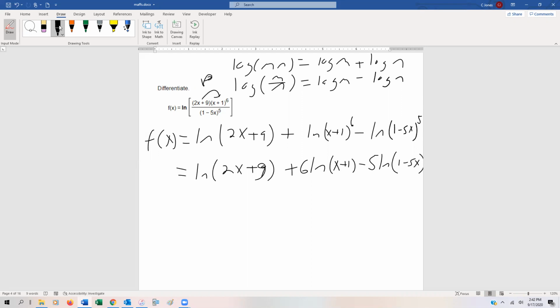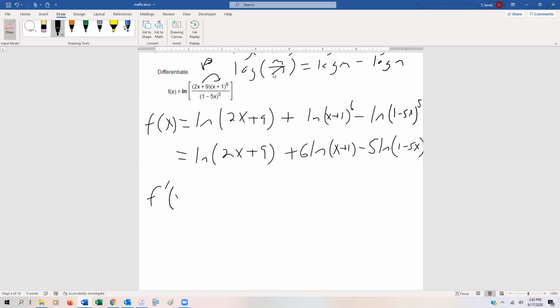And now we're ready to find the derivative term by term, which is going to be much easier for us than trying to find the derivative using a quotient rule, a chain rule, a product rule, all the different rules we would need to do this one otherwise. So here's our derivative. Let's just go term by term. The first one is 1 over 2x plus 9, but then we have to multiply by the derivative of 2x plus 9.